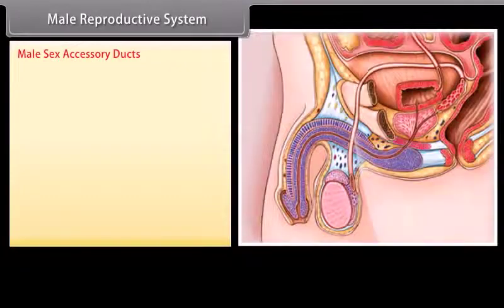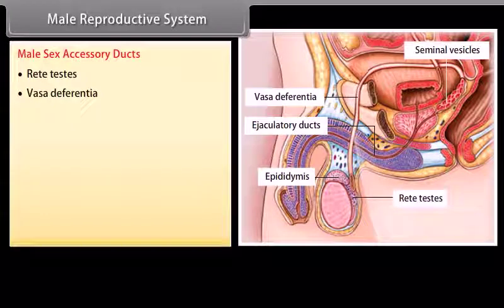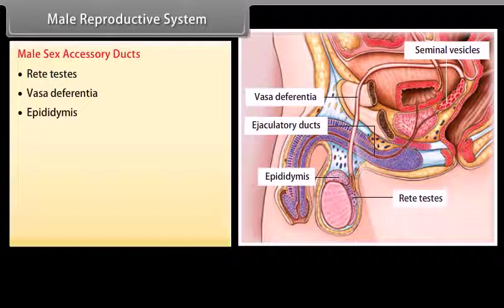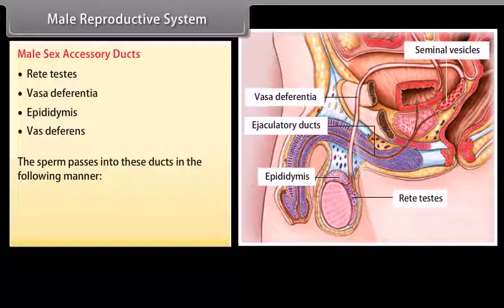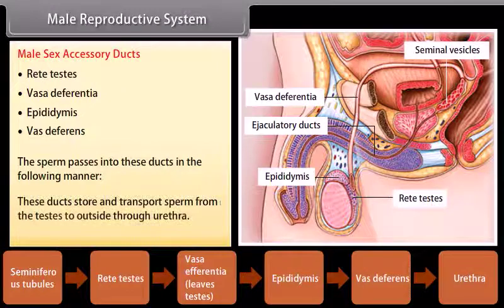Male sex accessory ducts. Rete testis, vasa efferentia, epididymis, vas deferens. The sperm passes into these ducts in the following manner: seminiferous tubules, rete testis, vasa efferentia, leaves testes, epididymis, vas deferens. Urethra. These ducts store and transport sperm from the testes to outside through the urethra.